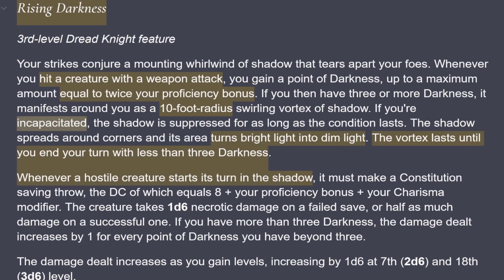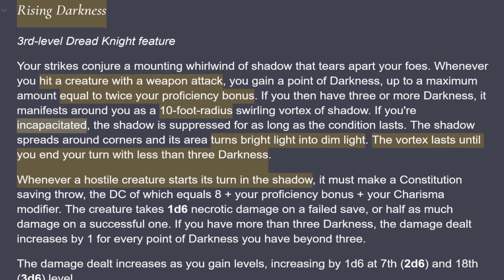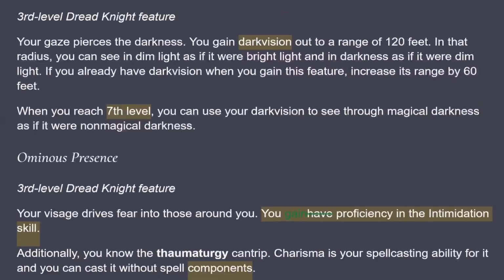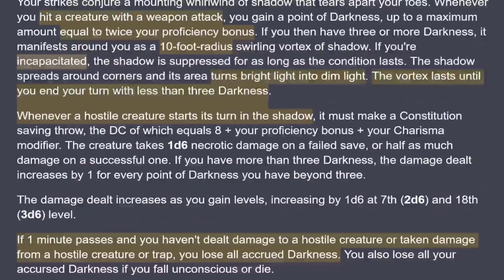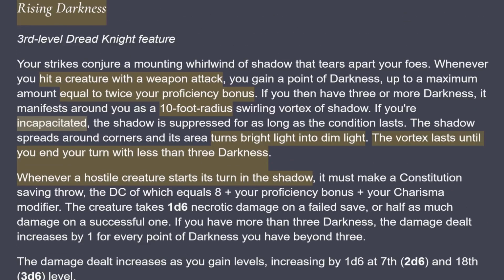Moving on to the last feature we get at level 3 with this subclass, Rising Darkness. This is the main feature that you're basically taking this for. The other things like Dark Vision and your Ominous Presence are just reinforcing the theme, I guess. But this is the main bread and butter of what you're getting out of this in terms of combat and damage and such. I got a lot of thoughts about it, especially trying to recontextualize playing this subclass from its design in 5e, translating into a 5.5e game and what that means.